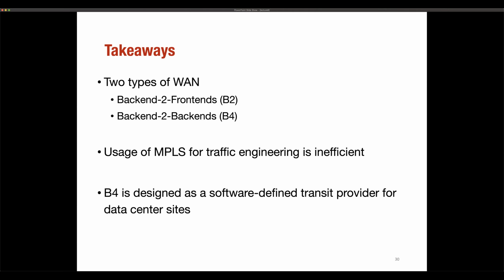B4 is one instantiation, and it is designed as a software-defined transit provider for the data center sites. It shows how transit provider functionalities can be made more flexible using OpenFlow switches, such that you don't have to buy those expensive Cisco Juniper devices and get functionality that you don't need, right? So this is the takeaway from this lecture. And in the next lecture, we will discuss the other type of wide area networks.